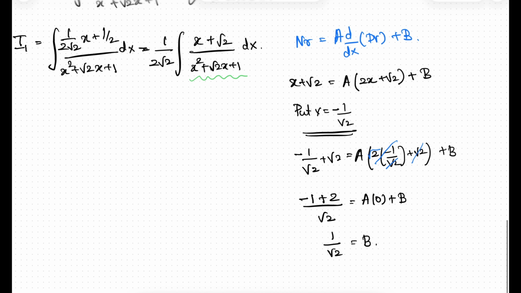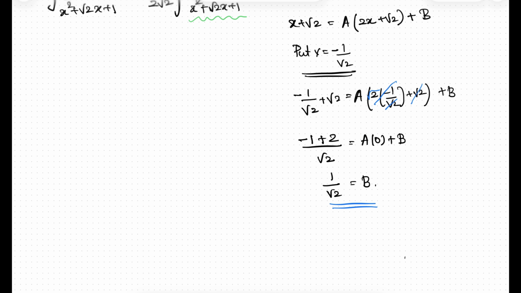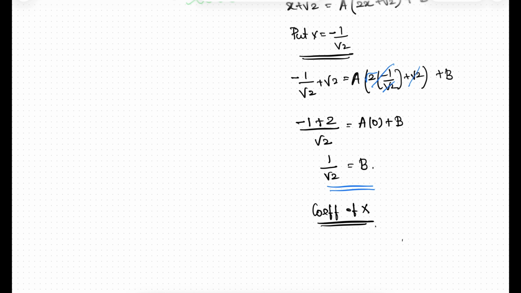So I have just found out the value for b. Now let me compare the coefficient of x on both the sides. When I do so, I'll be having 1 which equals a times 2. So a equals 1 by 2.